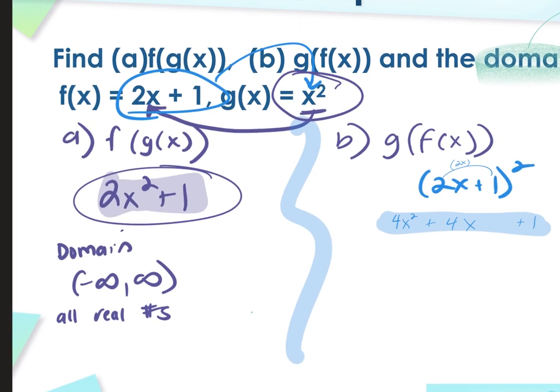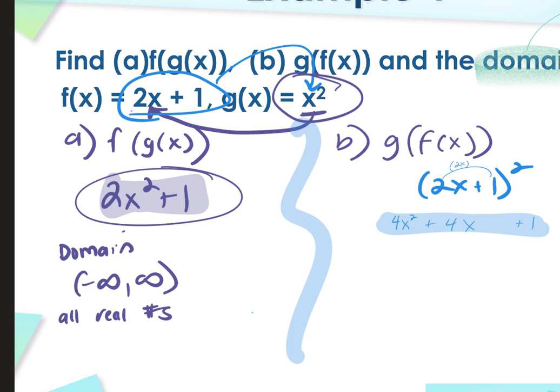Now go to B. B is g of f of x. So the first thing I'm going to check is f of x. Is there a domain restriction on 2x plus 1? No. Then check my composite function, this one or this one, doesn't matter which one you check. Is there a domain restriction on that one? No, so my domain is also all real numbers or negative infinity to positive infinity.